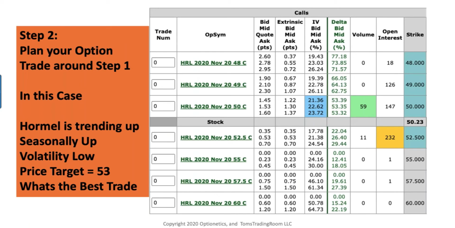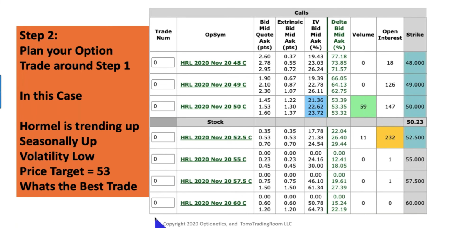So I plan my option around step one. In this case, Hormel's trending up. We already saw that. Okay, number two, seasonality is actually up because that's what the money calendar is telling us. Volatility is low. We already know that too. My price target is somewhere between 53 and 54. So what's the best trade?